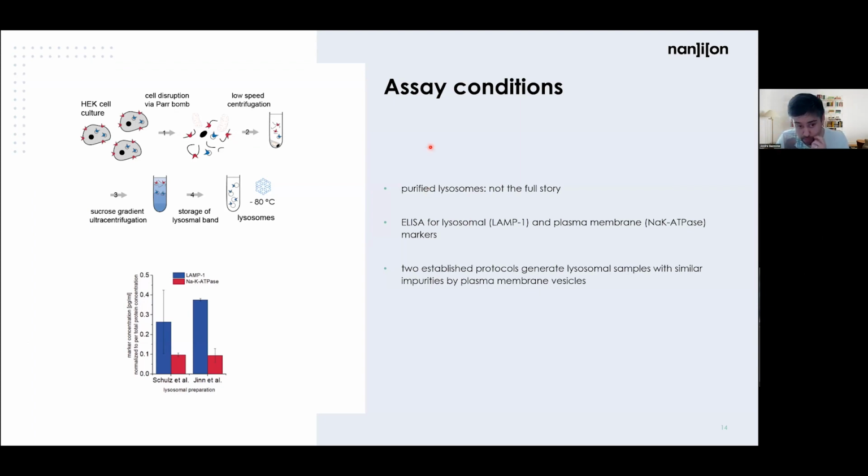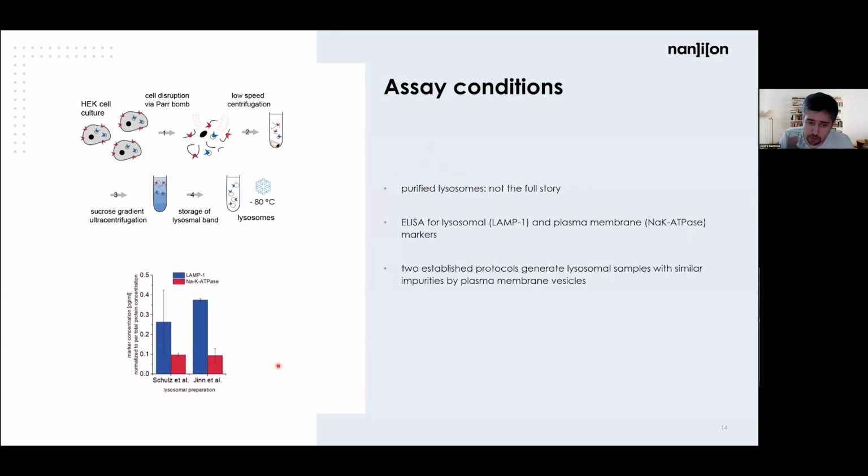So first of all, I would like to go back to the assay conditions we have with the SURFER instruments. I told you we use purified lysosomes, but that's not the full story. So yes, we purified lysosomes. We use 2 different techniques that have been published by Schulz et al. and by Jin et al., 2008 and 2017.